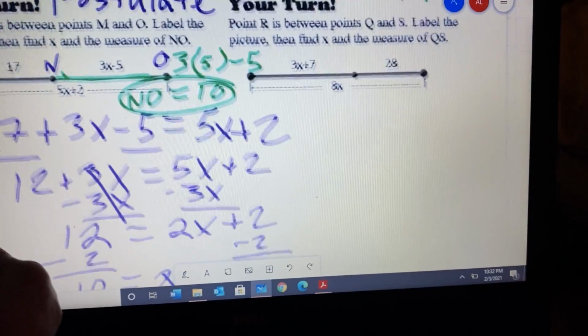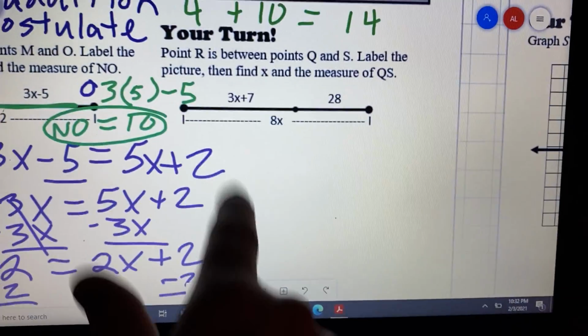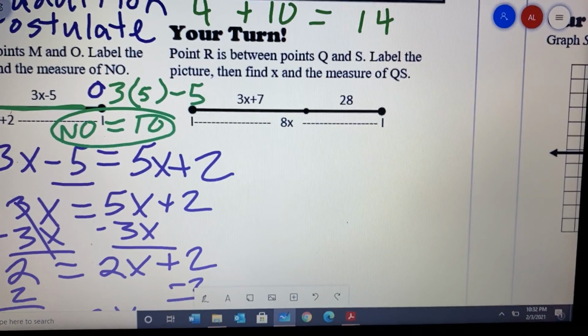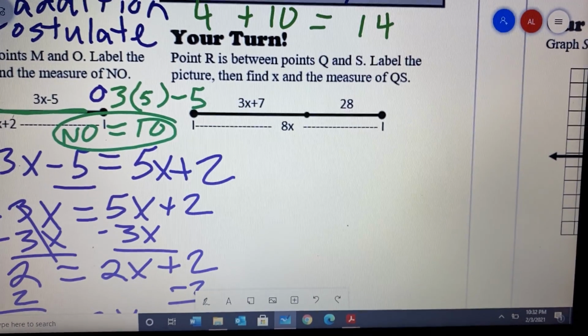All right, so I want you guys to try to do this one. So pause the video and give it a try.